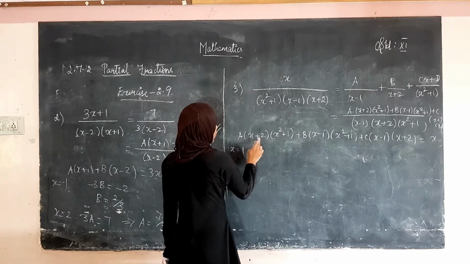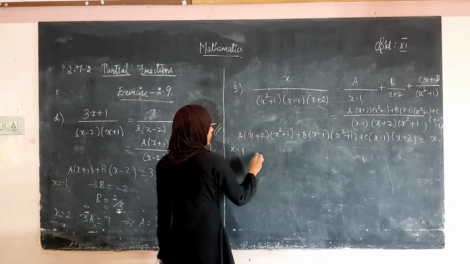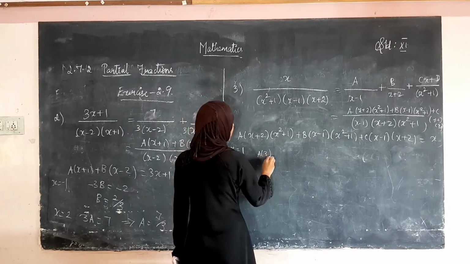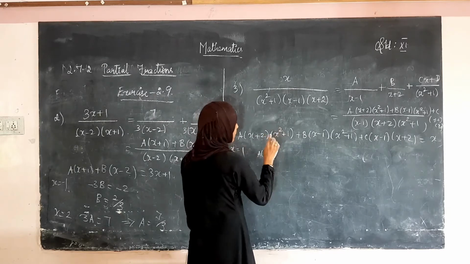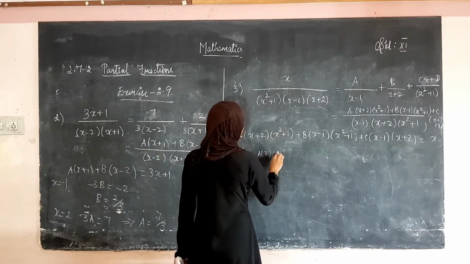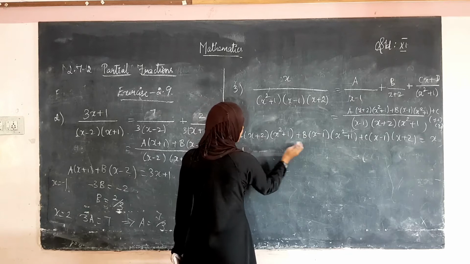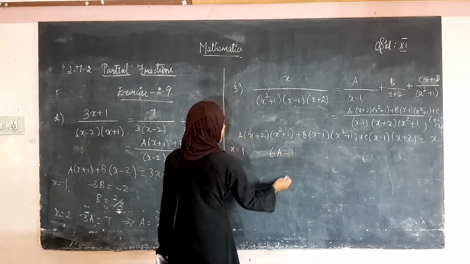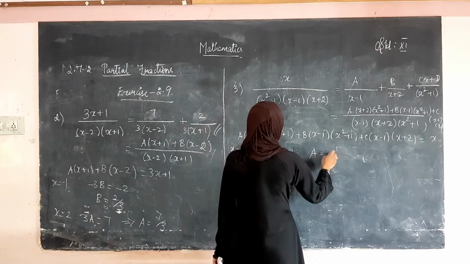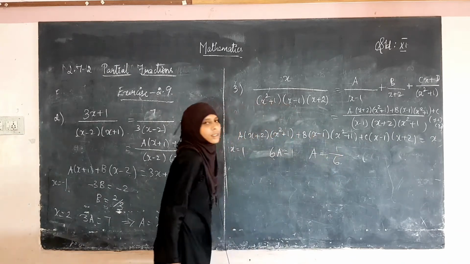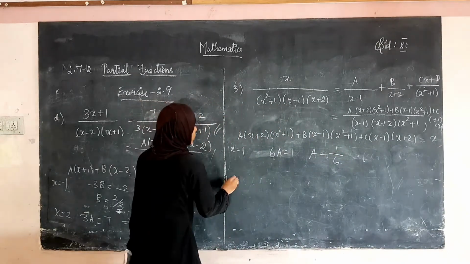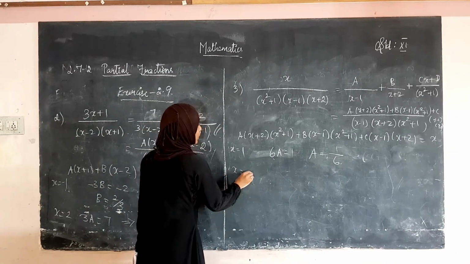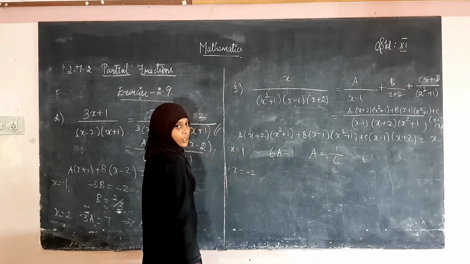So, what will be the answer? Here it is 1 plus 2 is 3. Okay, a into 3 into 1 square is 1, 1 plus 1 is 2. 3 into 2 is 6, 6 into a is equal to, the right hand side 1. Therefore, a's value is equal to 1 divided by 6. Okay, and then what can we substitute? We can substitute x is equal to minus 2.